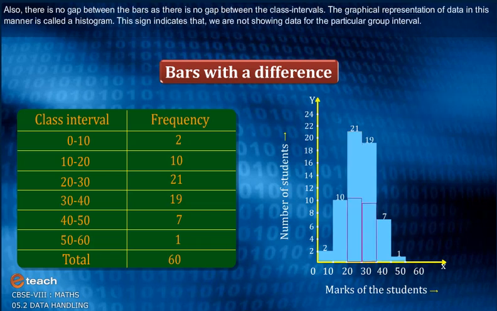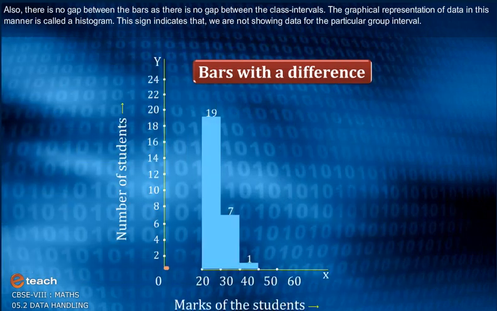Also, there is no gap between the bars as there is no gap between the class intervals. The graphical representation of data in this manner is called a histogram. This sign indicates that we are not showing data for the particular group interval.